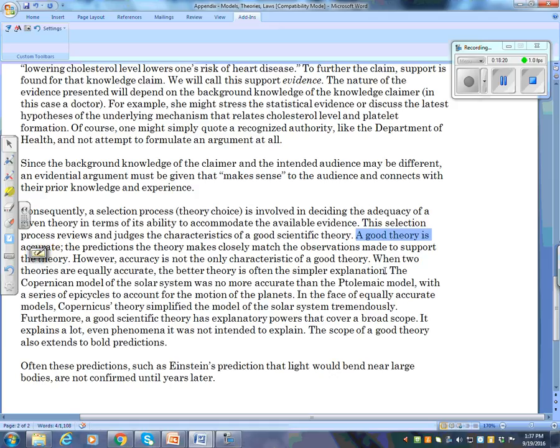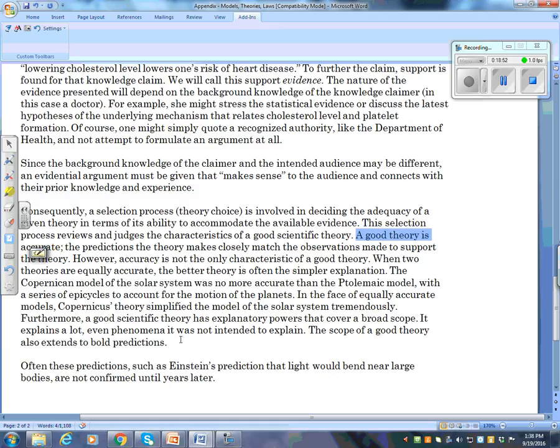The Copernican model of the solar system was no more accurate than the Ptolemaic model, with a series of epicycles to account for the motion of the planets. In other words, they still described exactly the same thing. In the face of equally accurate models, Copernicus' theory simplified the model of the solar system tremendously. It became just a bunch of circles. It made things a whole lot simpler. When you've got two explanations, one really complicated, one really simple, which did you pick? Simple. There's a name for that. I'm going to tell you what that is.